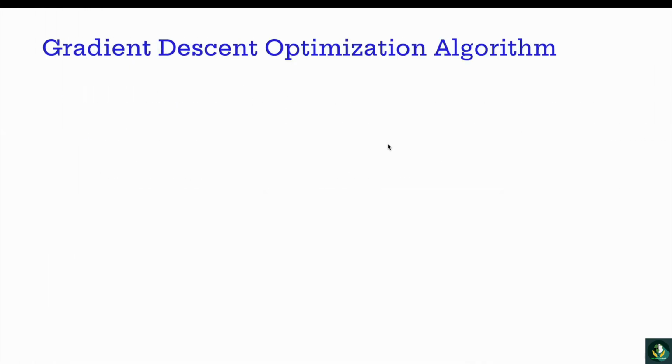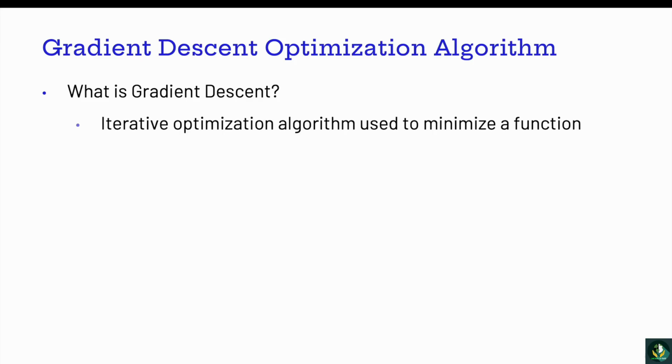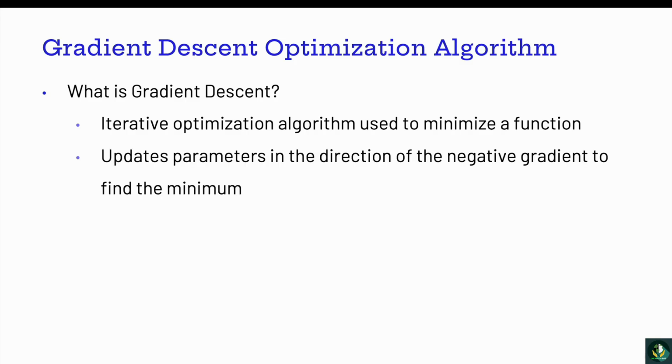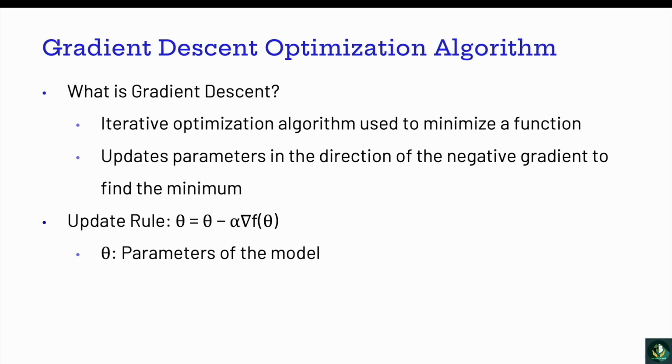Next, look at the gradient descent optimization algorithm. Now, what is gradient descent? Gradient descent is an iterative optimization algorithm used to minimize a function, for example a loss function. It updates parameters in the direction of the negative gradient to find the minimum. The update rule here is theta equal to theta minus alpha del or nabla f of theta, where theta is the parameters of the model and alpha is the learning rate, which is the step size.